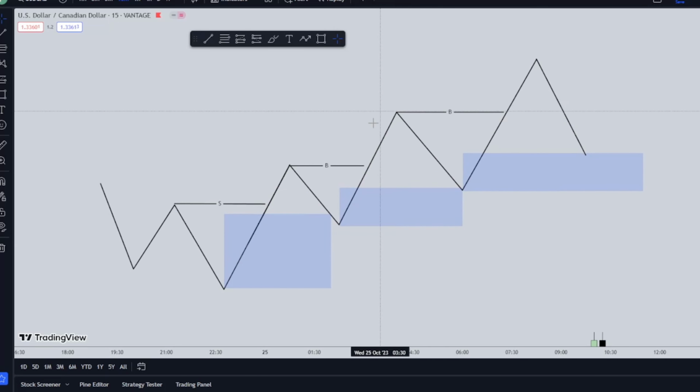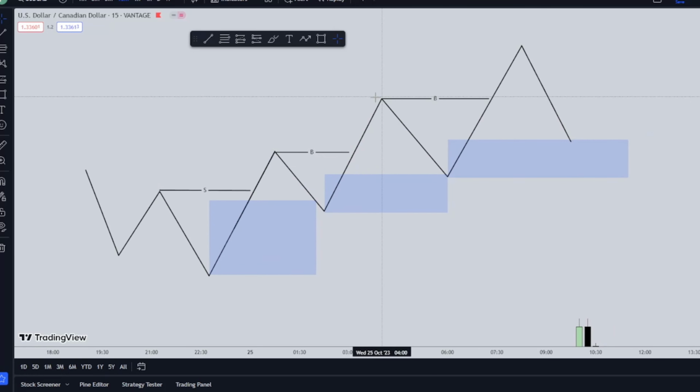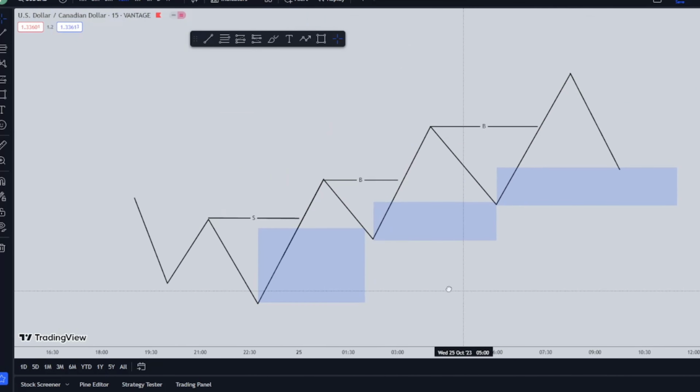Okay, a very good displacement. When we say displacement, ito yung move ng market away from the range, no? Ang impulsive move ng market away from the range. Okay, so let's have this one.